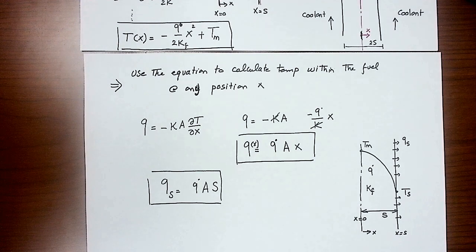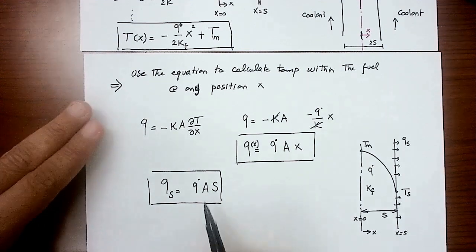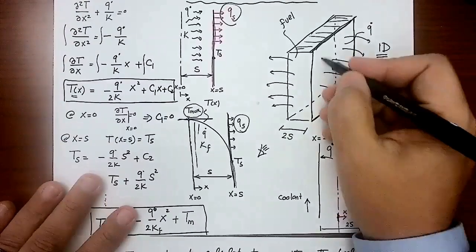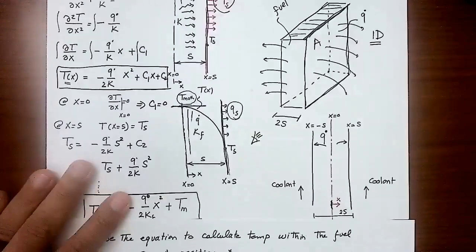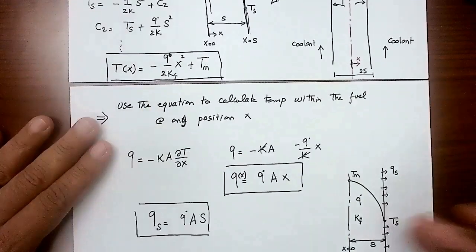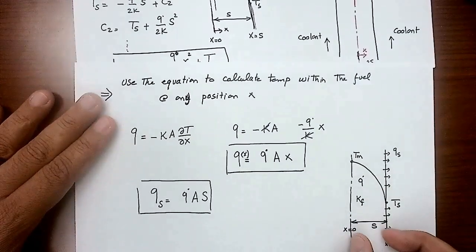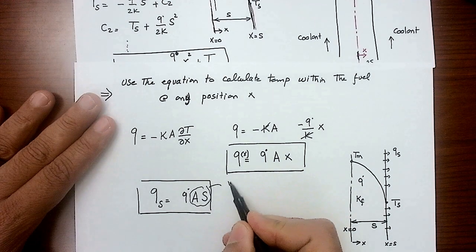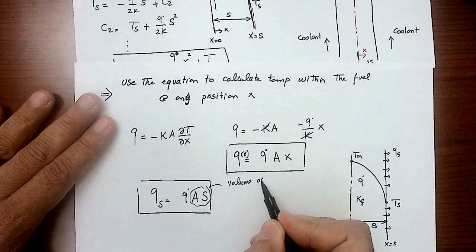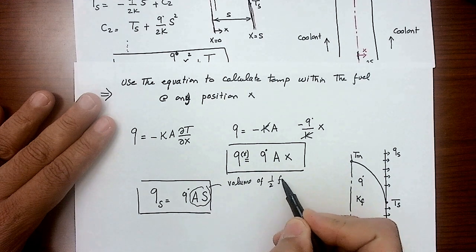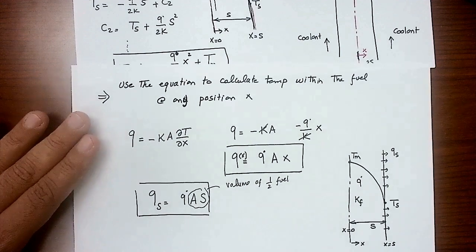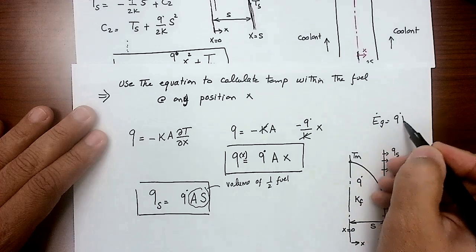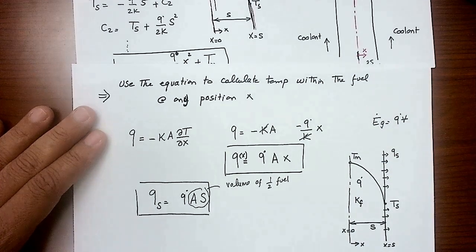Let's look at this equation here. If I multiply A times S, what is this? What is A first? A, again, is the area that you don't see. A is this area here, the area perpendicular to the flow of the heat. So the area going into the page times S, what is this? That's a volume. This is the volume of half the fuel. You recall that energy generated is equal to Q dot times the volume? This is exactly the same.